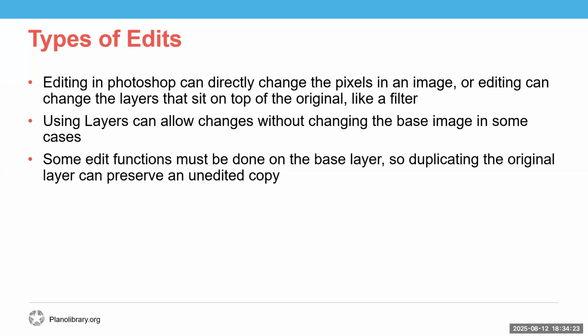So editing in Photoshop can directly change the pixels in an image, or editing can change the layers that sit on top of the original like a filter. Using layers can allow changes without changing the base image in some cases. So some edit functions must be done on the base layer. So duplicating the original layer can preserve an unedited copy. And I like having multiple layers of the original just so that I can see the before and after.